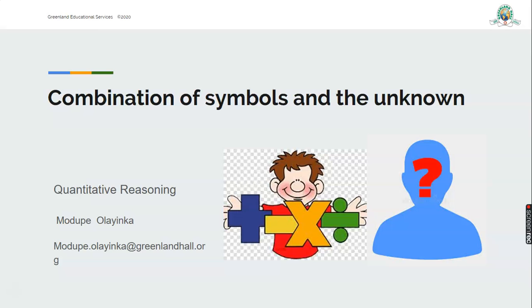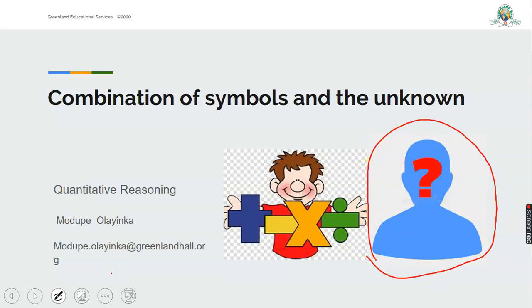I am Modupe Olainka, and in quantitative class today we'll be talking about combination of symbols and the unknown. That's the unknown we have here. Combination of symbols and the unknown is what we'll be talking about in today's class. You can see this one, we don't know. That's why we have the question mark symbols, and we have symbols, combination of symbols and the unknown.